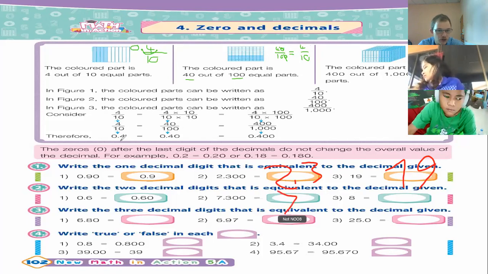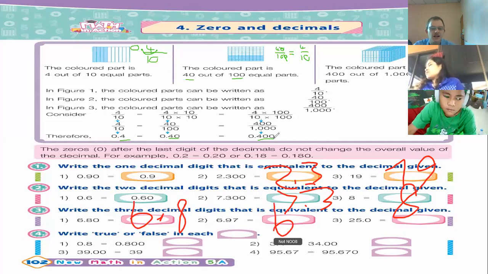0.4, 0.40, 0.400. It doesn't matter how many zeros you put at the back of the decimal. It will not change the number.